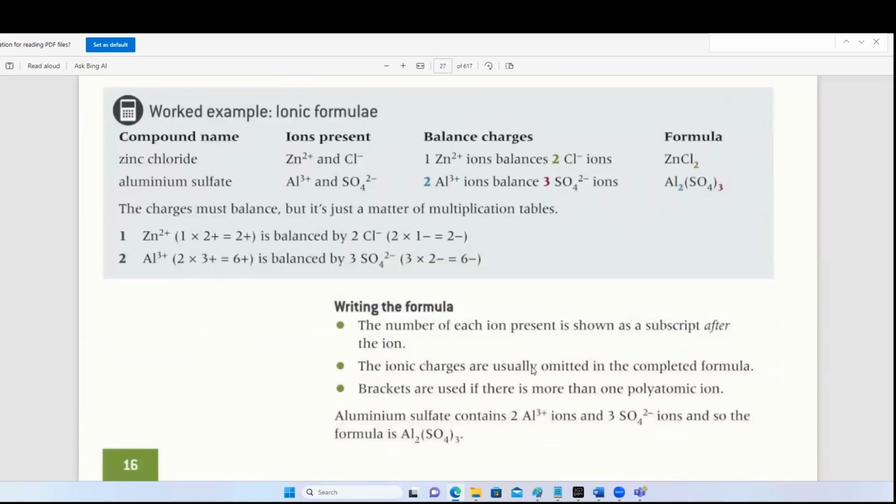We had three ammonium, one phosphate, so the charges should balance. Now they just show here how that's done. I think I should be able to skip this one.